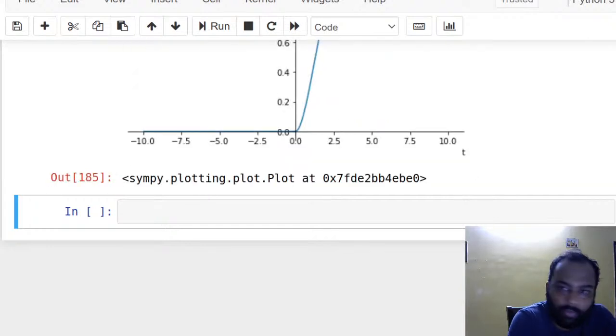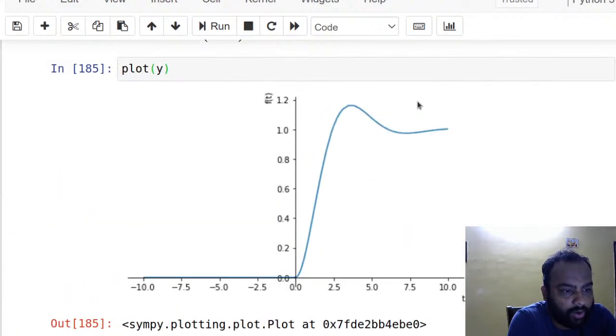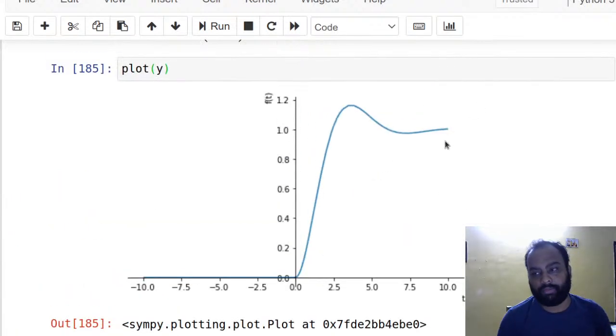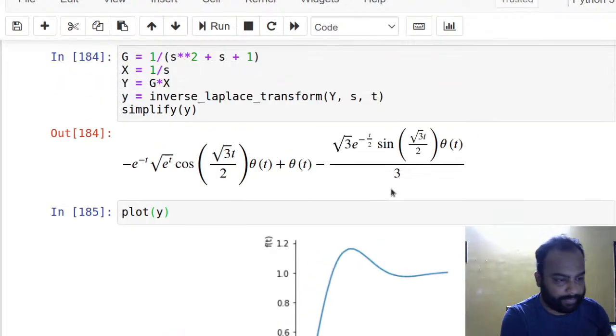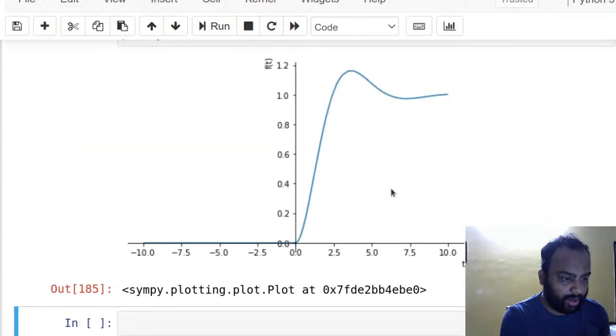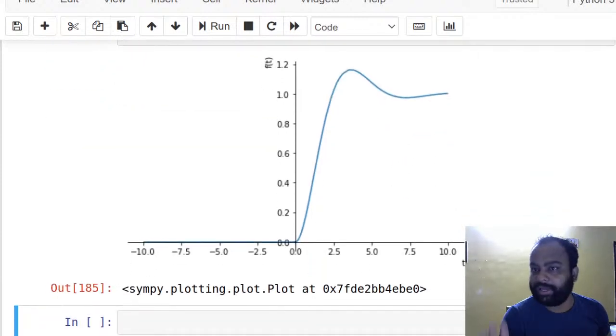I'm not sure why it's taking so long. Okay, yeah. So quite easily it can be seen that it is an underdamped system. The response overshoots its final value and then again goes back. And all right, so that will be the end of today's discussion.